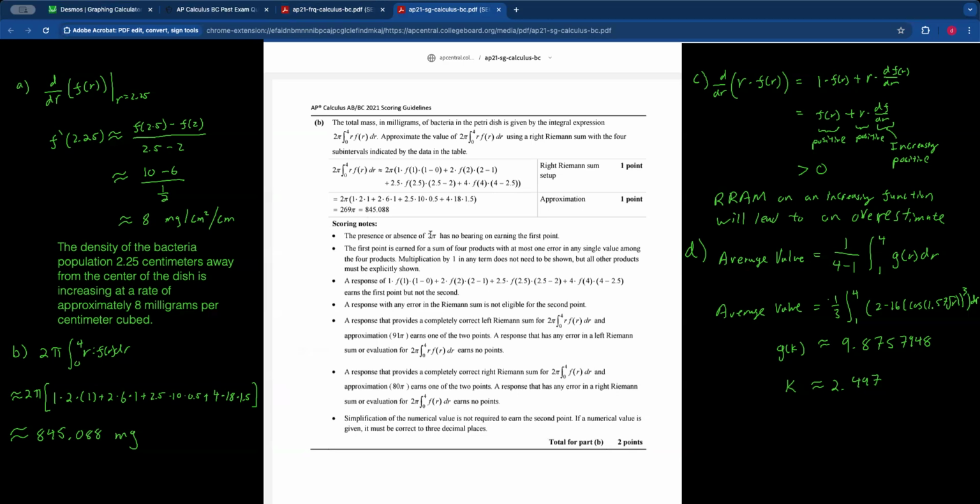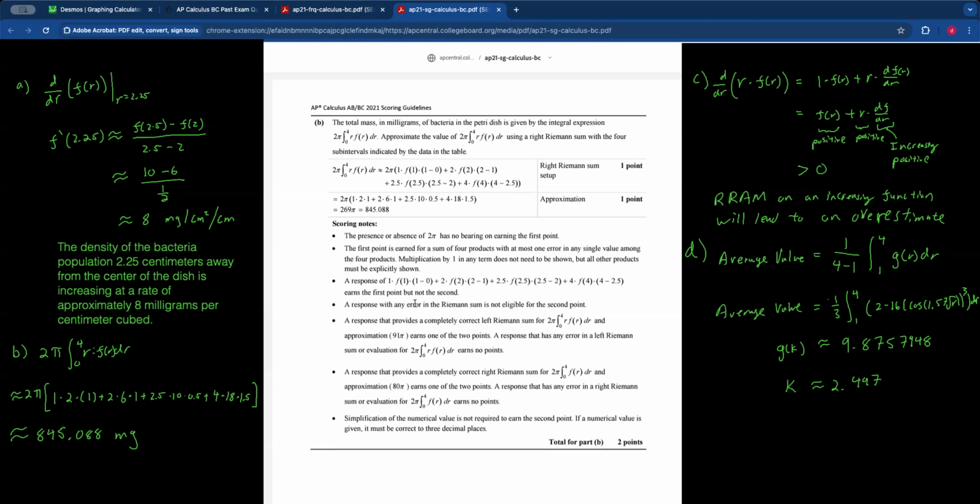The presence or absence of 2 pi has no bearing on earning the first point. So they're saying that some students probably like to do the Riemann sum of just the integral first. If you don't have a 2 pi, that's still going to be okay. A response of this will earn the first point, but not the second. In this case, you actually need to figure it out. You have to give a specific value for what it is.